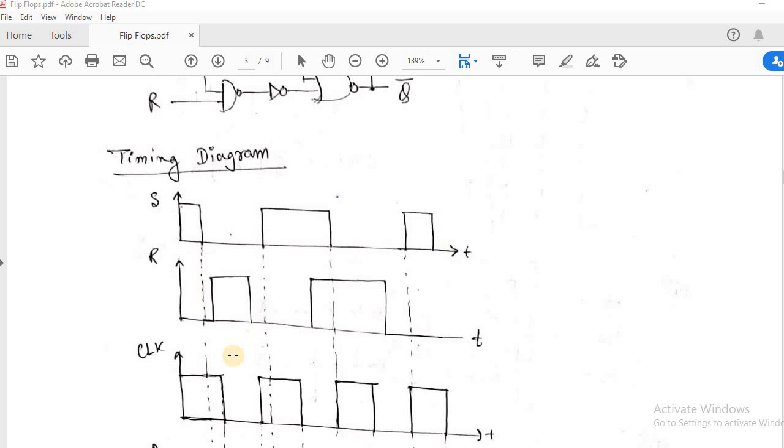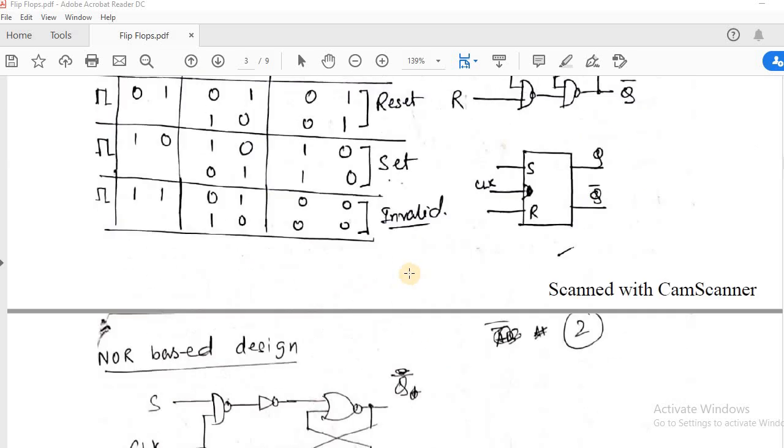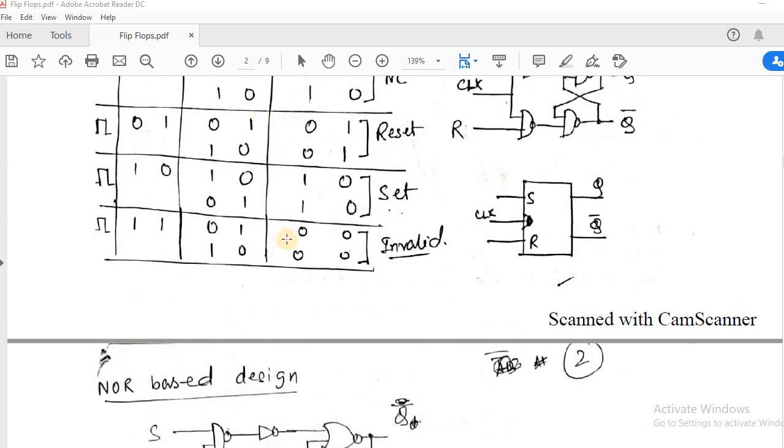This is very important. Many times this kind of question can be asked: describe the operating principle of an SR latch or SR flip-flop and explain with the timing diagram. In that case, you have to draw this timing diagram along with the characteristics table.